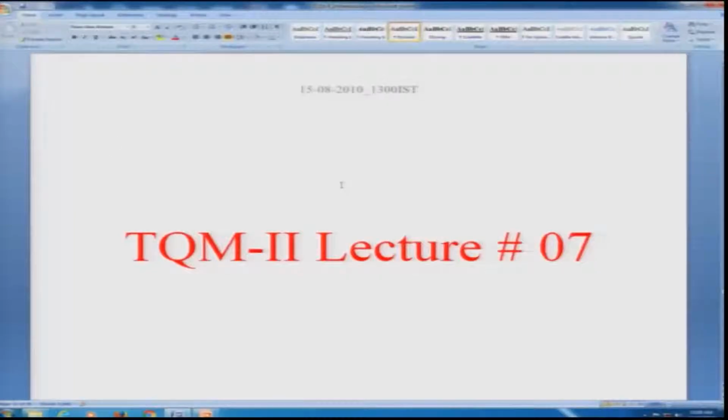I am Raghunandan Sengupta from the IME department, IIT Kanpur, and welcome to this TQM2 lecture 7, which is the second class in the second week. And as you do remember, we were discussing initially about point estimation, then went into details about interval estimation, and then came into hypothesis testing.